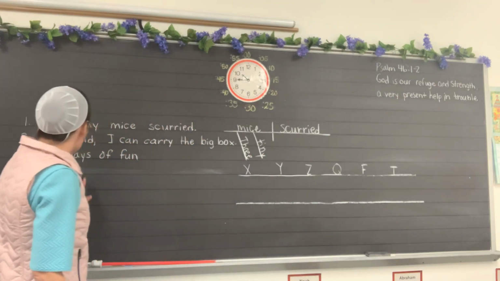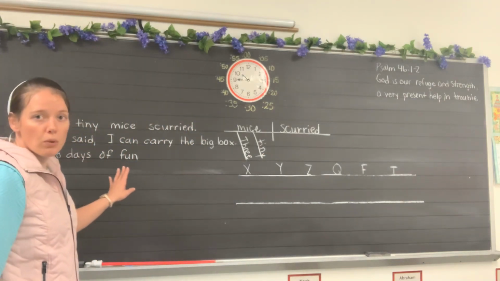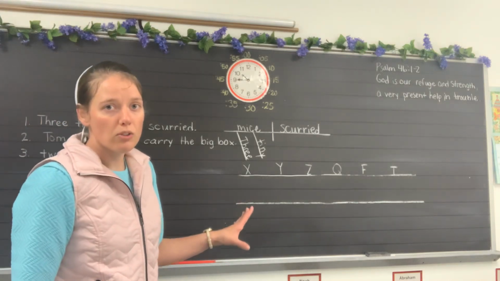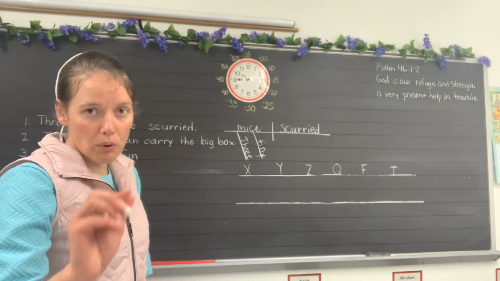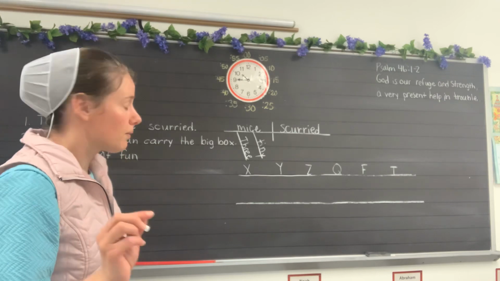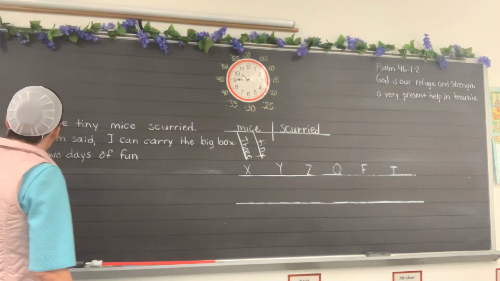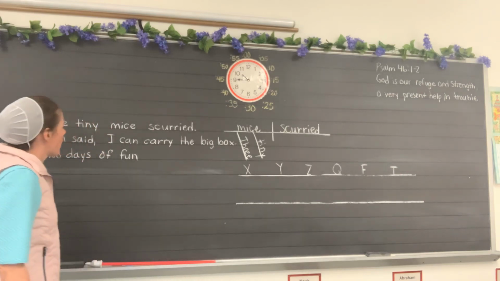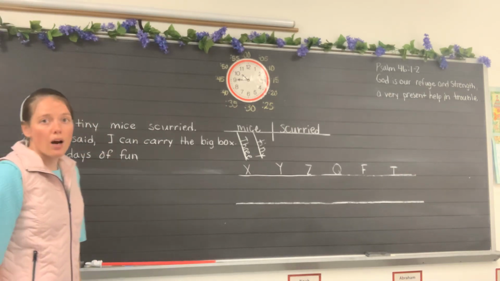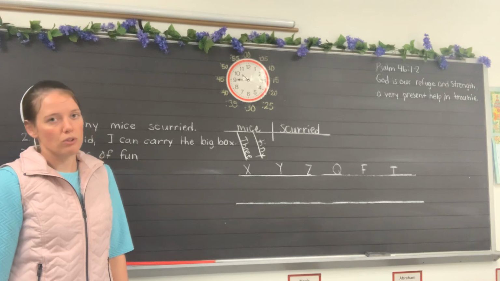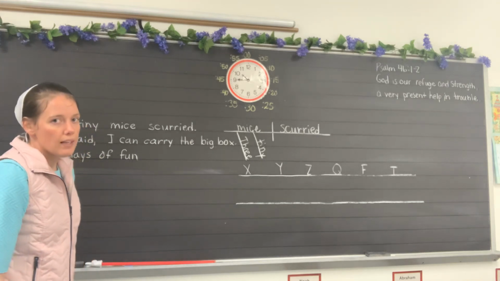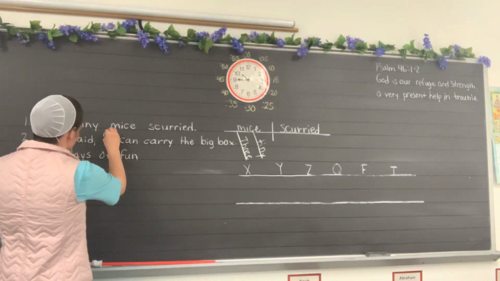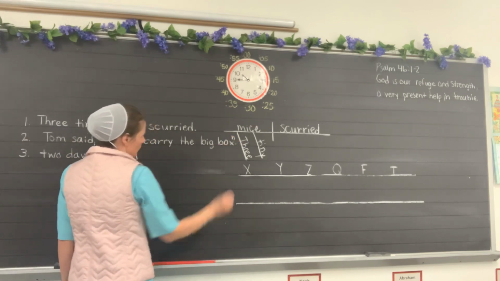Okay, let's look at number 2 here. Do you still remember quotation marks? Quotation marks are little marks that curl around what a person was saying. So this sentence says, Tom said, I can carry the big box. I can carry the big box are the exact words of Tom, so they get curls around them.